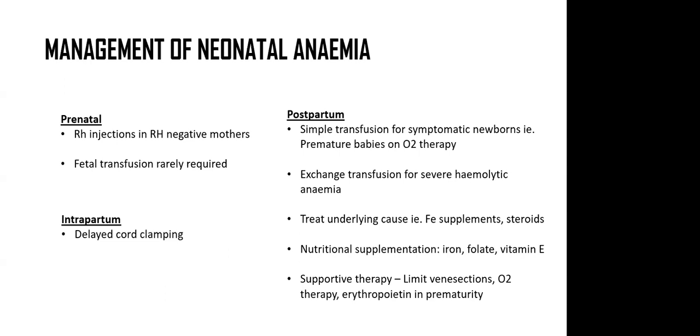And also we can give nutritional supplements like iron, folate, and vitamin E. And supportive therapy could also be given. For example, we limit vaccinations in preterm infants to avoid the anemia of prematurity, and also erythropoietin. Erythropoietin is said to reduce the number of neonatal blood transfusions, but it is not a routine management.